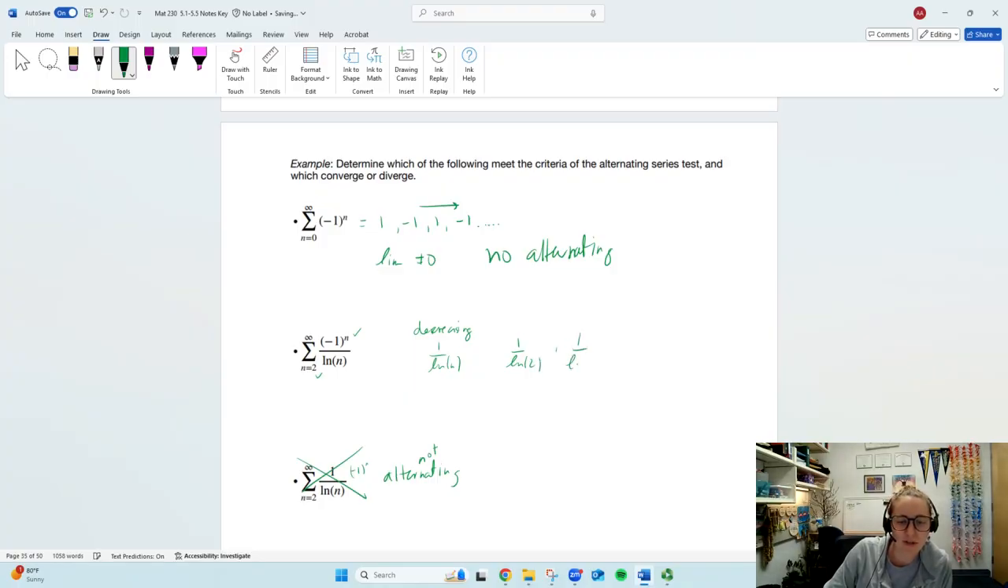Comma, 1 over ln of 3. So my denominator is getting bigger, but it's 1 over that number, so my sequence part of this is actually going to be getting smaller. And we can also say that my limit here of 1 over ln of n is going to 0, because I'm going to have 1 over a pretty large number. So this one does fit our alternating series test, so this one is going to converge.